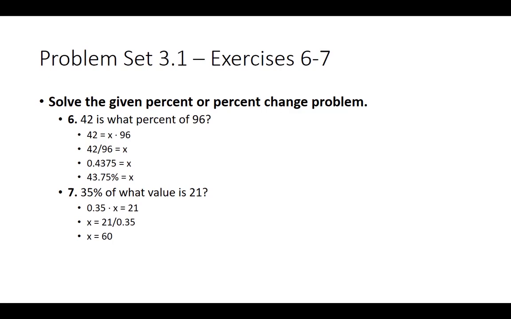Now notice our answer was just what we got when we did the division. We didn't have to change anything. We didn't have to move the decimal place at all, because in number 7, it asked for a value, but in number 6, it asked for a percent. So that's why we changed 6 to a percent, but we didn't do the same in number 7.